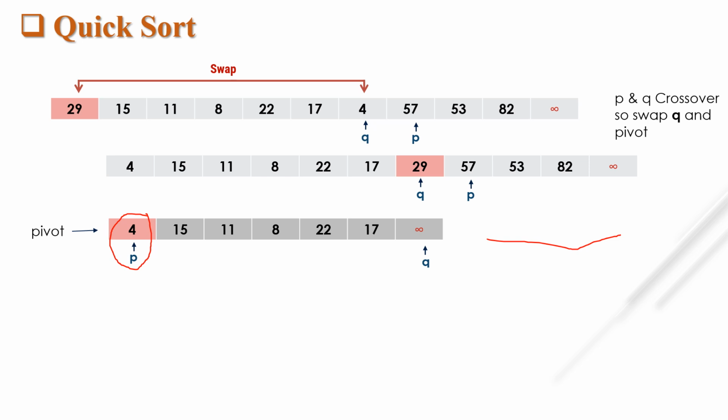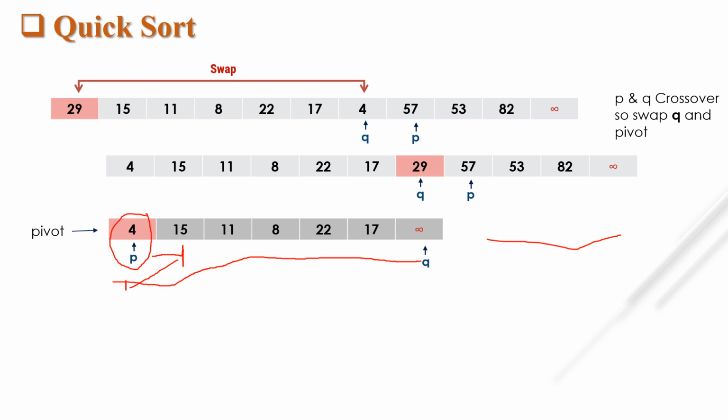Okay, now P will move from left to right searching for the greater than 4. Here P will be stopped. Q will be searching from right to left which are lesser than or equal to pivot. Here it will be stopped. P and Q both are crossover. Okay, P and Q both are crossover, so we have to replace pivot with Q.